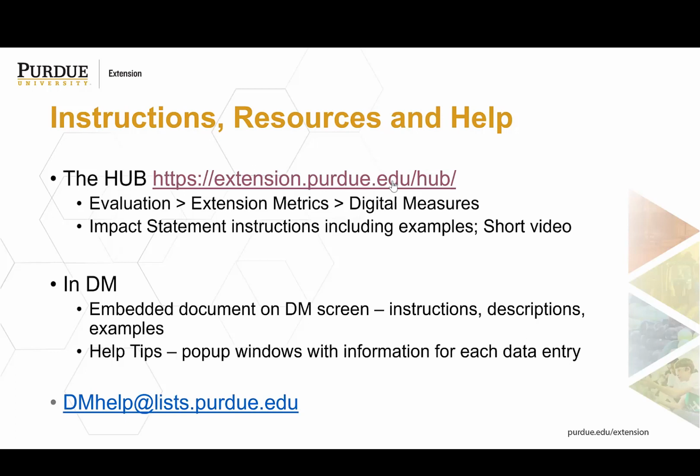So here I'm in evaluation. I'm going to extension metrics. What we have now is we have a common landing spot for digital measures for the College of Ag and Extension. And I'm hoping it goes there. Let's try that again if I didn't quite get there. There it is. So I'm going to click on digital measures. So here we have the common landing for digital measures.